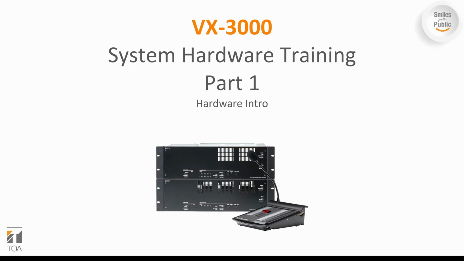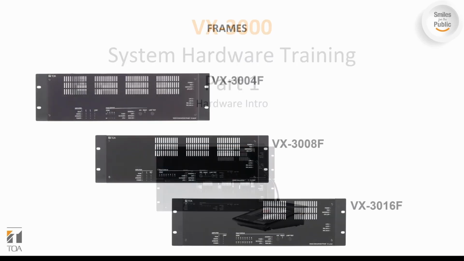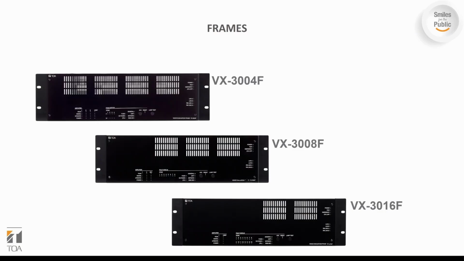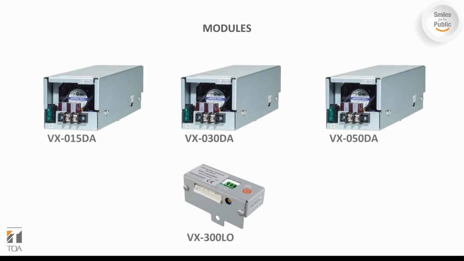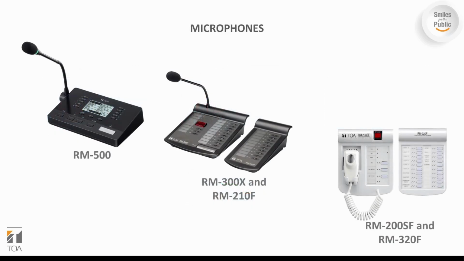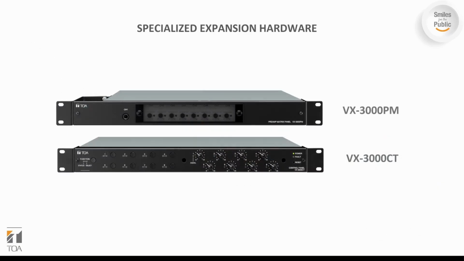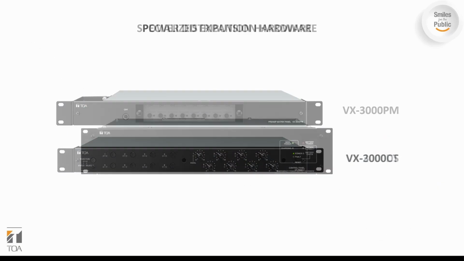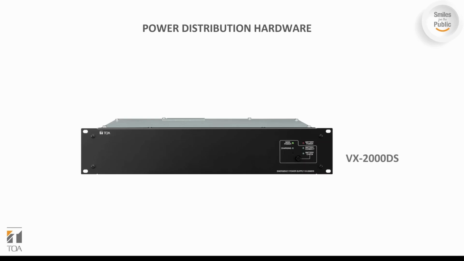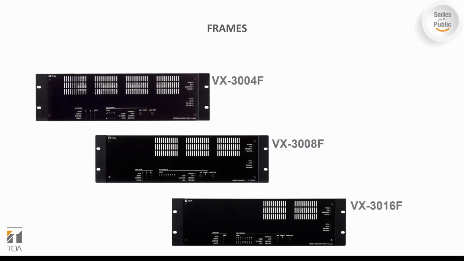There are 5 types of hardware classes in the VX3000. These are frames, modules, microphones, expansion hardware, and power supply and distribution hardware. Let's go over each of these.